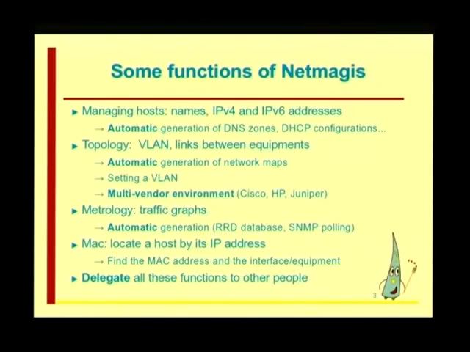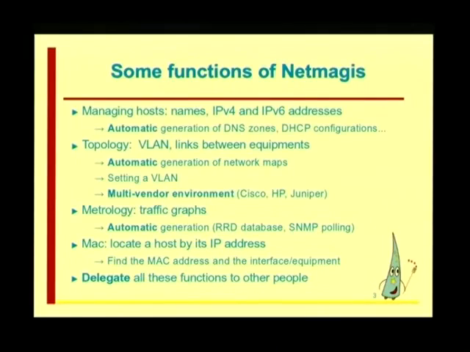Another important part of netmagis is the topology module. It mainly handles VLANs and network equipments, and links between those equipments. So the topology module can generate automatically all your network maps. You can also set a VLAN ID on a port through the web interface, and this works in a multi-vendor environment. So currently, we support the following vendors. It works with Cisco switches, HP ProCurve switches, and Juniper EX series switches.